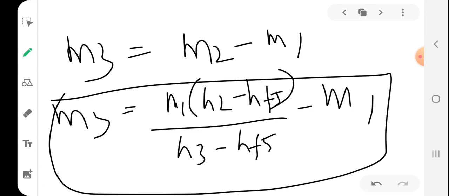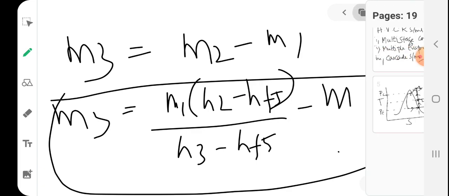So if you use this equation, you can find the value of m3. Sometimes in the question you may be asked to find the value of m3, or the amount of liquid evaporated in the liquid intercooler. In that case you should know how to find the value of that particular amount. So this is the equation. So you have to apply the conservation of energy equation here. Okay.